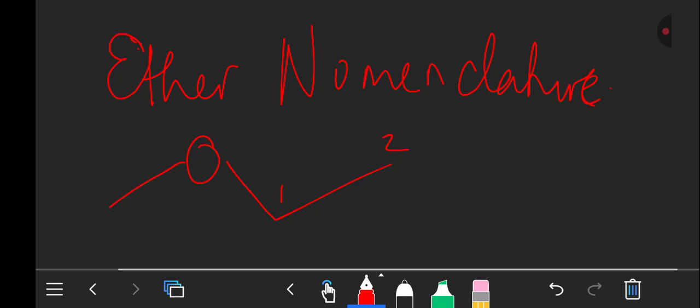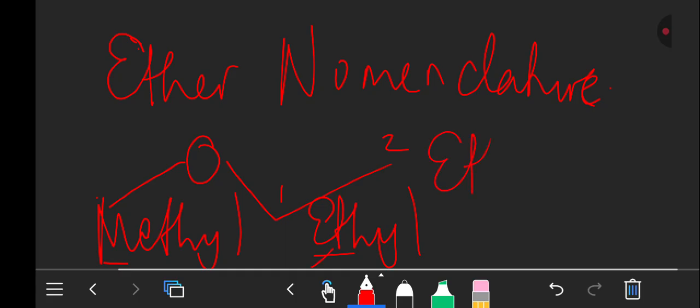So the common name of this compound, you see, this is a methyl group because it has only one carbon. This is an ethyl group. So the common name of this compound would be, between M and E, which comes first in the alphabet, it is E, right? So the common name, it is ethyl, then we'll say methyl. Ethyl methyl ether. That is the common name.